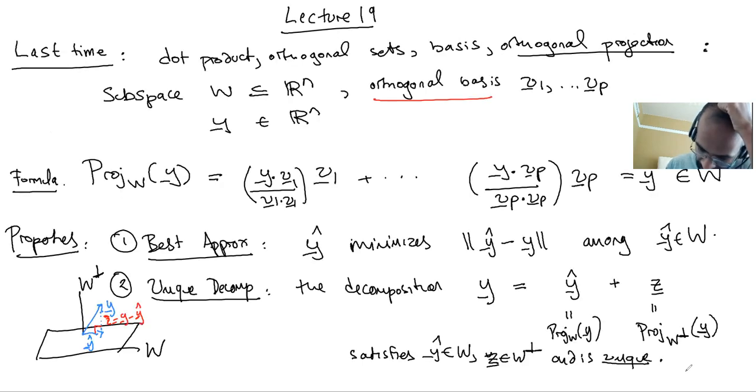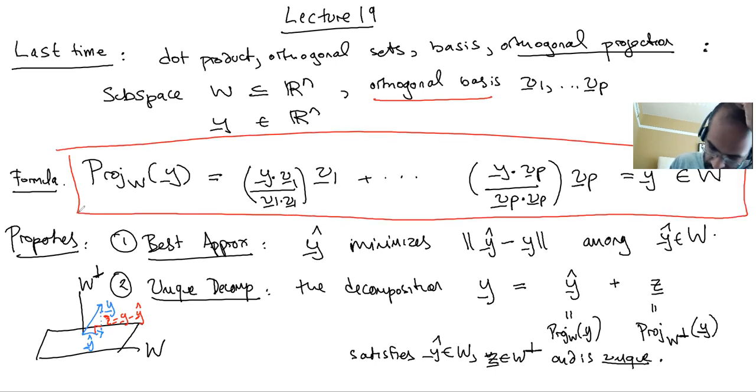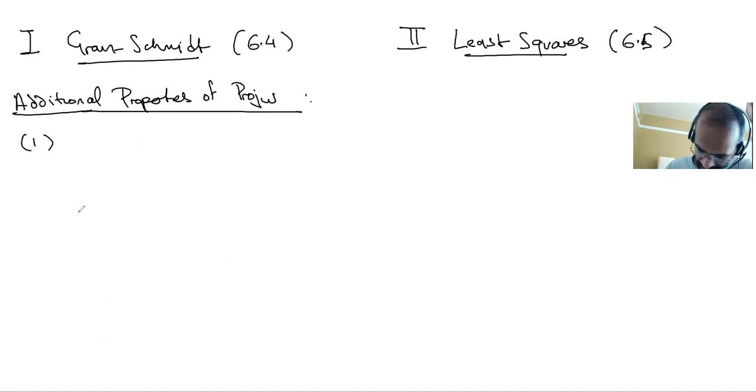So if you look at this formula on the previous slide, I can rewrite this formula in matrix notation. And that will give me a few nice properties of the orthogonal projection.